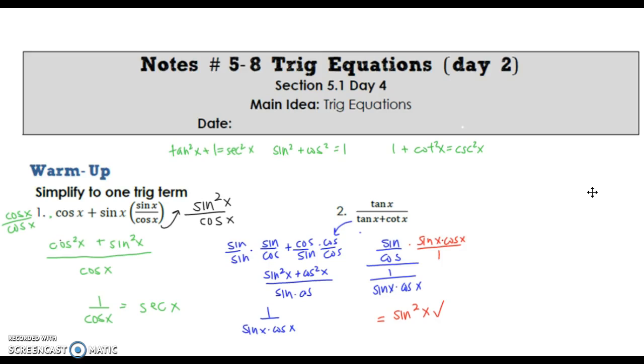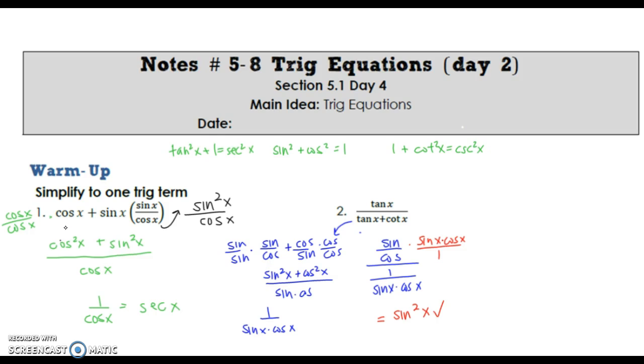Okay, these are notes 5.8. For your warm-up, you're supposed to simplify the trig expression into just one trig term. The first thing I did is I took this and multiplied those two sines together to get sine squared over cosine. At the same time, I saw that I still had cosine in the denominator. So I made this term have the same denominator.